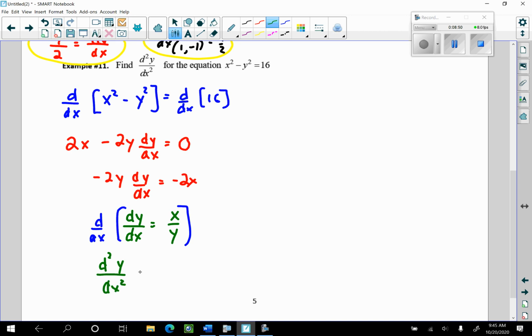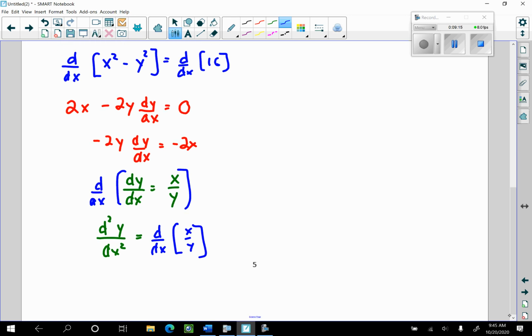This is what I want. But how do I do this? I have to recognize that this is a quotient. Therefore, I have to use the product rule. Correct? Heavens no, I'm going to have to use the quotient rule. So I'm going to let f equal x, and I'm going to let g equal y. Then f prime is 1, and g prime is dy dx.